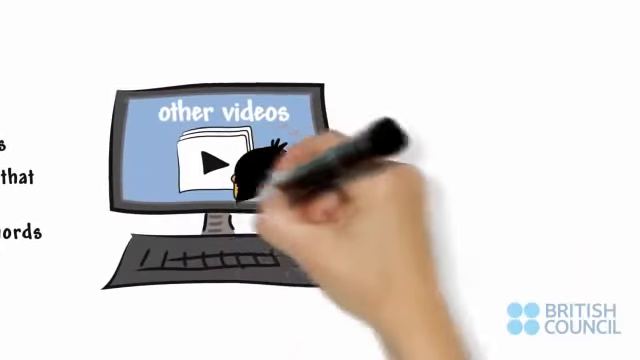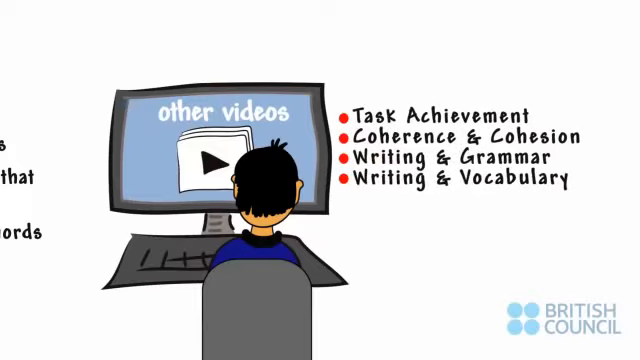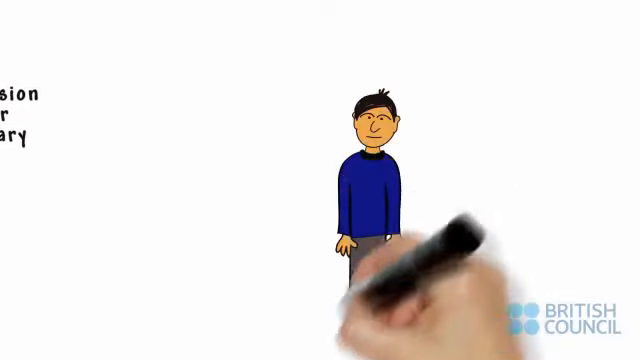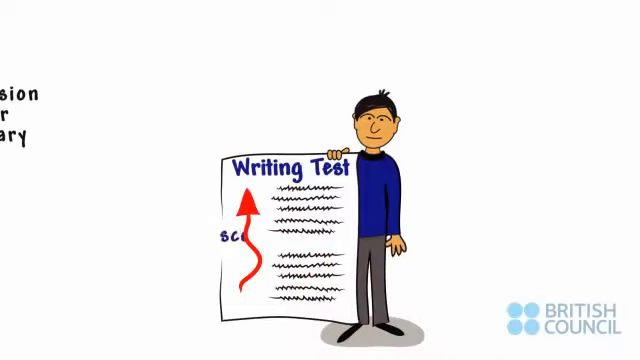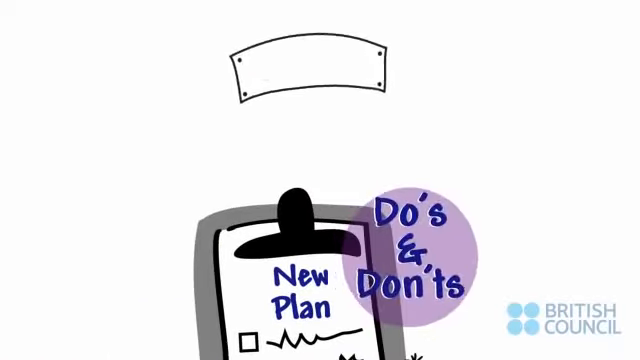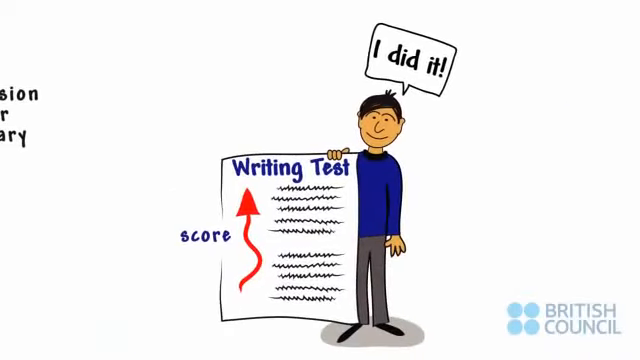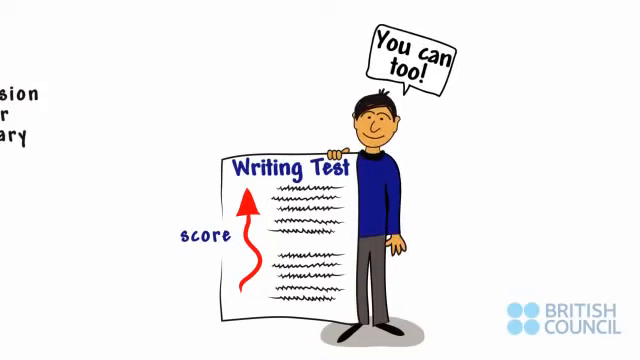He has also taken time to watch the British Council's other IELTS writing videos. He retakes the IELTS test and achieves his target score. If you follow the do's and don'ts for the IELTS Task 1 writing, you can increase your chance of a higher score, just like Yo Ching.